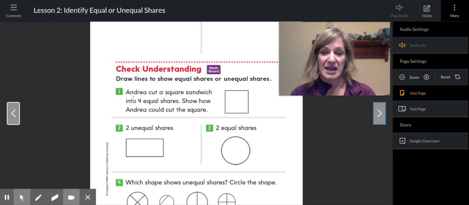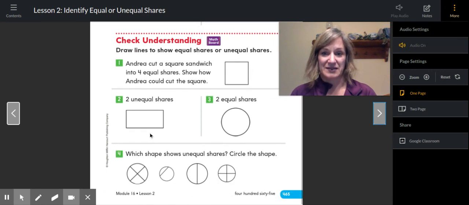In number 1, Andrea cut a square sandwich into 4 equal shares. Show how Andrea cut the square. So you're going to make it fair. You're going to cut it into 4 equal parts. And 2 unequal shares, 2 equal shares. Down at the bottom, which shape shows unequal shares?